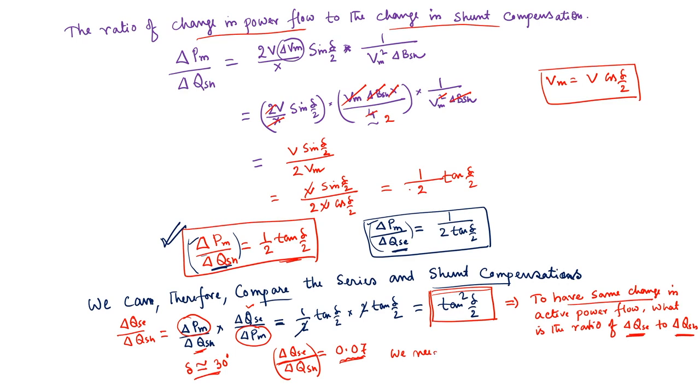So, the important remark is that we need only a 7% rated series compensator as compared to the shunt compensator to have the same change in power flow.